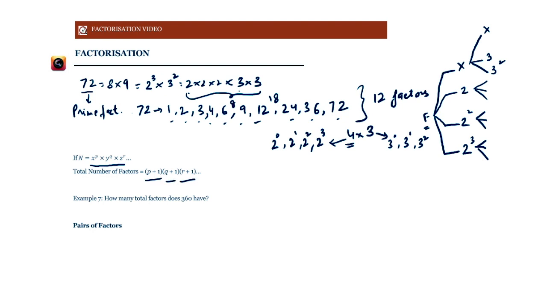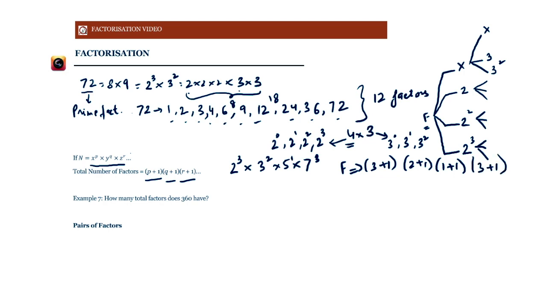That is, whatever the exponents are, add 1 to each, and then multiply them all together. So if I take any random number, let's say 2³ × 3² × 5 × 7³, what will be the total number of factors? It will be (3+1)(2+1)(1+1)(3+1), because 5 is to the power 1.